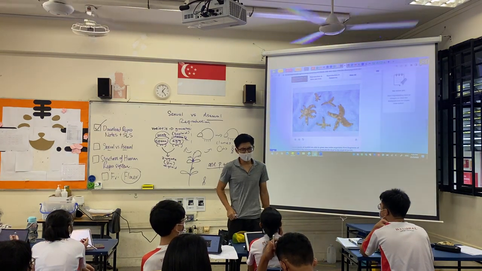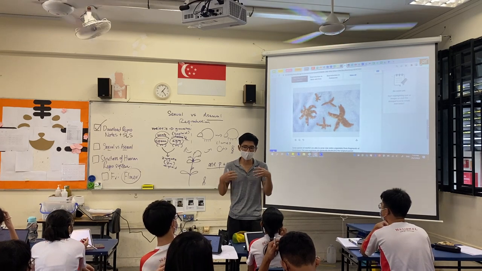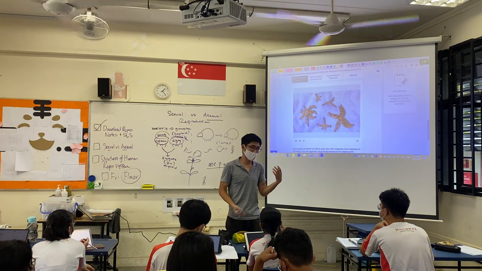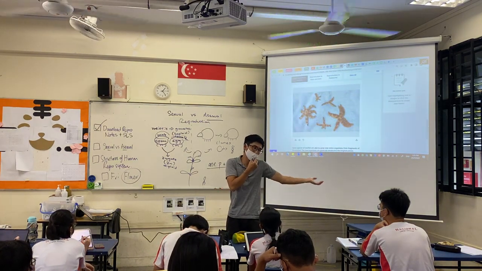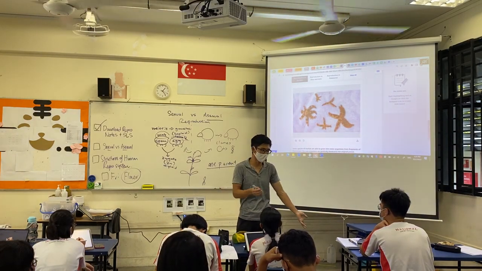Reproduction. I would think nature has developed these two methods because of the conditions they live in, because each one has their plus and minus. Asexual can be really fast, can produce a lot in one go. It could be useful in an environment where it doesn't change that much. It's okay to have many clones of yourself.